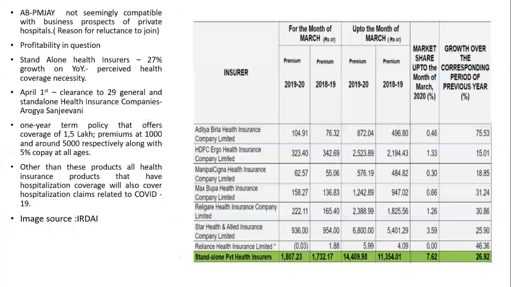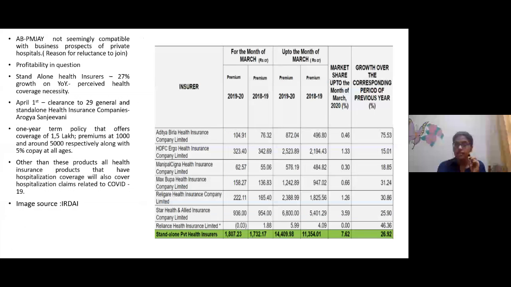So when we come to the standalone private insurance companies, we see a 27% growth year over year. That is, from last year, we see a 27% growth in their business. And on April 1st, IRDA issued clearance to 29 general and standalone health insurance companies to market low-cost products called Arogya Sanjeevani. So basically, it is a one-year term policy that offers a coverage of 1 or 5 lakhs, just two options, with premiums ranging from 1,000 to 7,000 for COVID-related expenses. Now, other than that, all health insurance products that have hospitalization coverage will also have coverage for COVID-related cases.